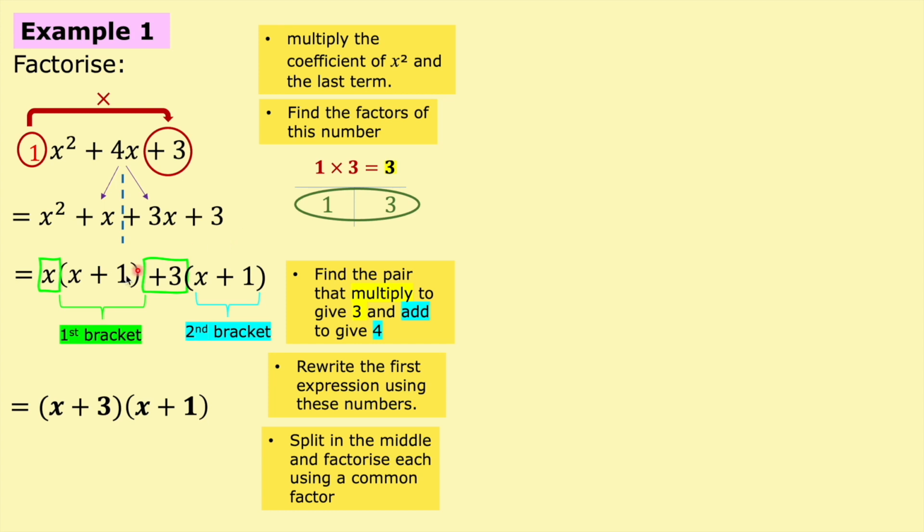So then our final answer: x plus 3 is our first bracket, then x plus 1 is our second bracket, and that is the final answer. And remember, you can always double check by multiplying out these brackets.